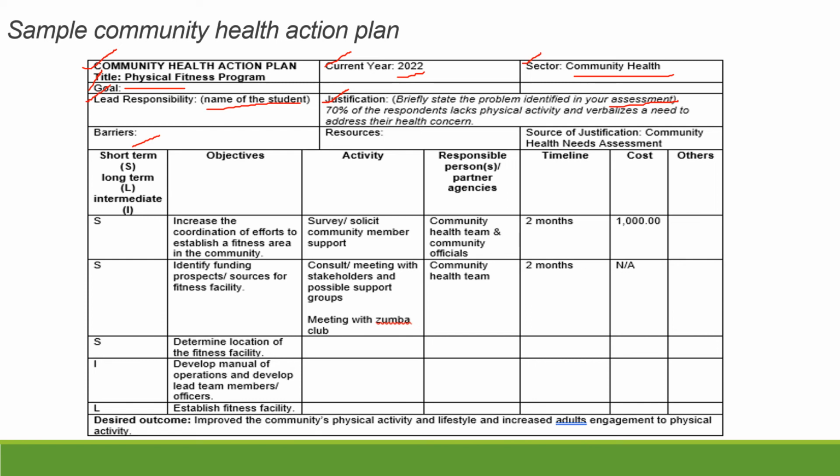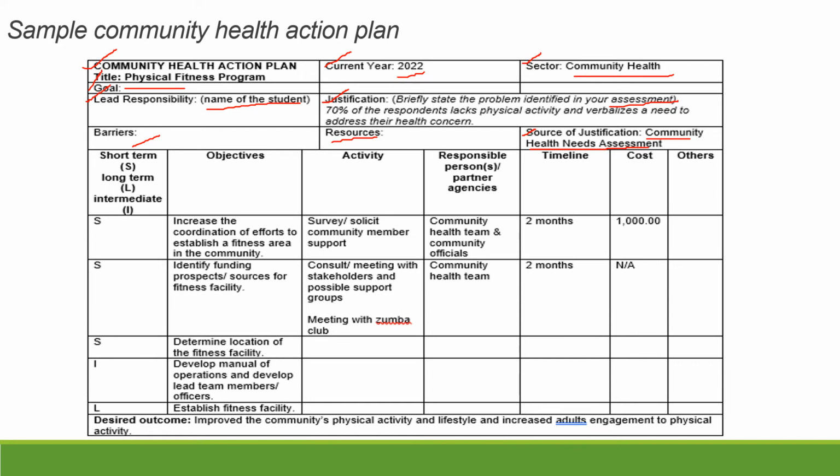After writing down the barriers, you need to write down also your resources and your source of justification. So the source of your justification is your community health needs assessment or your community diagnosis, or if you conducted a separate survey, you need to also write down your survey or your interview.